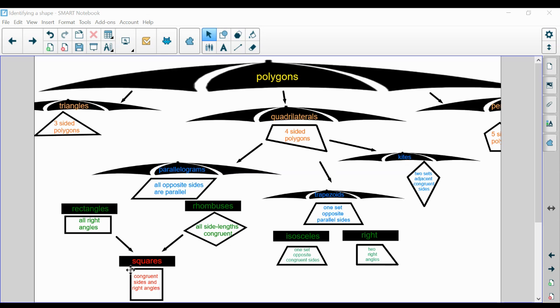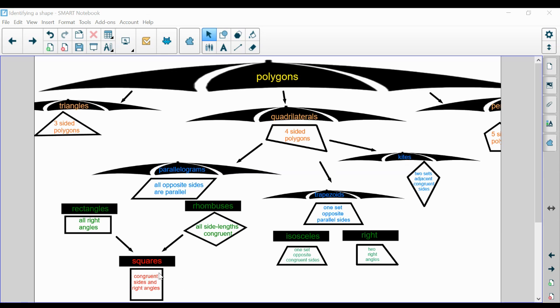A square is what is considered a regular quadrilateral. All the sides are the same and all the angles are the same. Now, one thing that can be confusing but very important to remember is that all squares are rectangles, but not all rectangles are squares. This is a rectangle and it is not a square. This is a square and it is a rectangle.